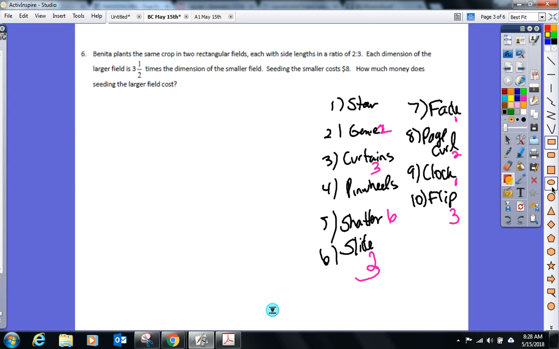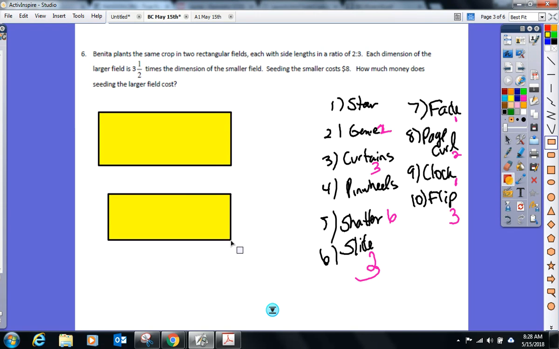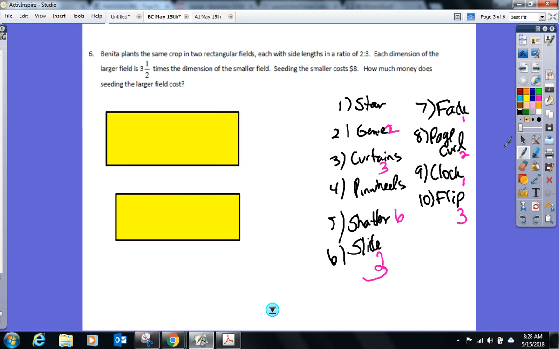Get back to Benita in her field here. She's got 2 rectangular fields, each with side lengths and a ratio of 2 to 3. Now, hold on. That 2 to 3 can get a little confusing. The rectangular fields are in a ratio of 2 to 3, not the corresponding sides. That's not your similarity ratio. It's just the ratio of the sides in both rectangles is 2 to 3.